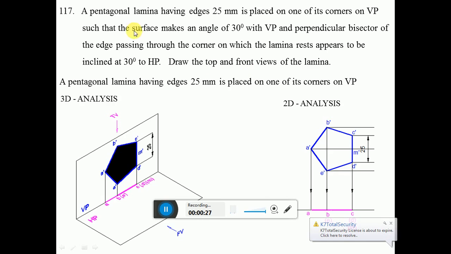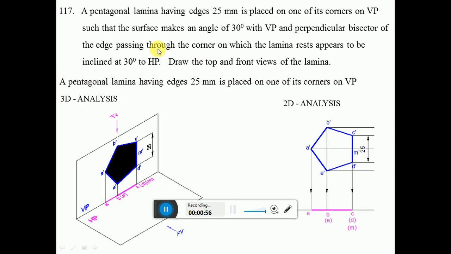A pentagonal lamina having edges 25 mm is placed on one of its corners on VP such that the surface makes an angle of 30 degree with VP and the perpendicular bisector of the edge passing through the corner on which the lamina rests appears to be inclined at 30 degrees to HP. Draw the top and front views of the lamina.